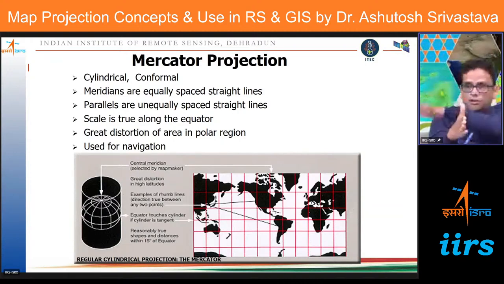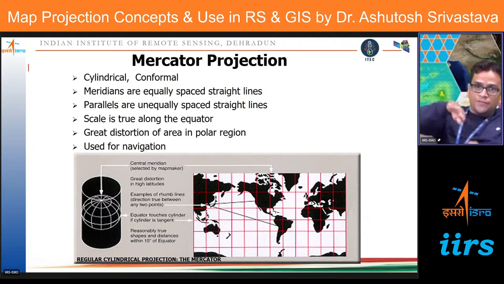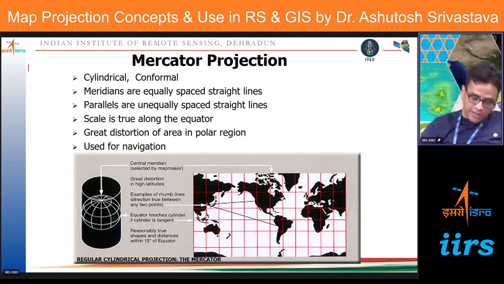When we project onto this, this line exactly will be coming to that. So there will not be any distortion. That means scale is true along the equator. When we are moving away from this line, the distortion will increase. So there is great distortion of area in the polar region, we can see here.